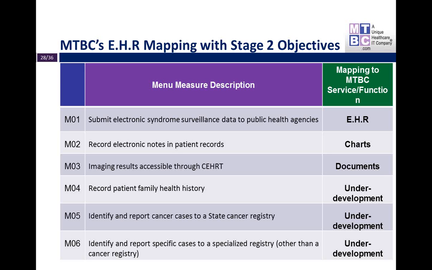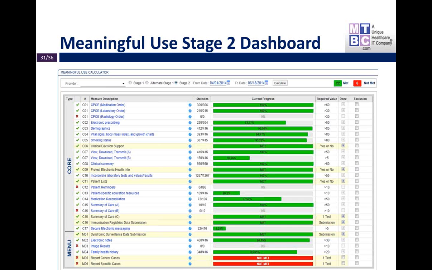There's also a requirement for recording electronic notes in the patient record. You can also do it in the charts. So if you're creating a chart and putting in your notes in the plan of care section or the chart note section, this requirement will be met automatically. And there is also a requirement for recording the family history. And you can always do that by simply putting in the family history in the family history section.